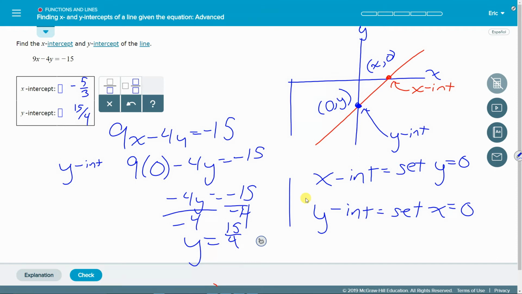If given a graph, see where your graph crosses the x and y axis. And if given an equation, set your x equal to 0 for the y-intercept, and set your y equal to 0 for the x-intercept. Why are you doing these things? Because if your x is 0, you only have to solve for y for your y-intercept. And if your y is 0, you're only solving for x for your x-intercept. And that's how you do problems like these.